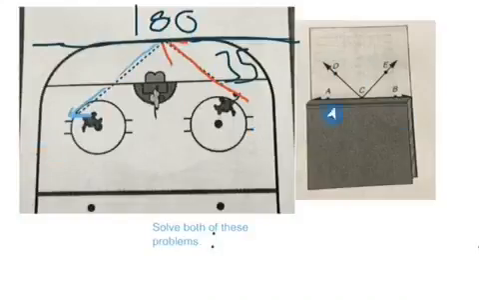And then this one. Just try to solve these two. These two are 180. Solve these two, and then these two. So that's all you need. And then come back when you need the answers.